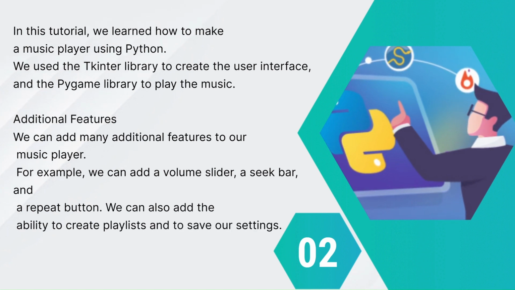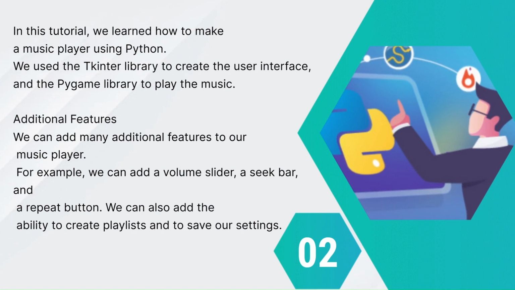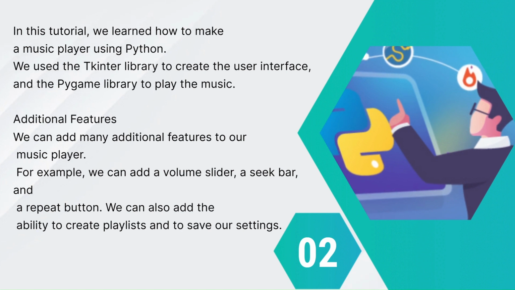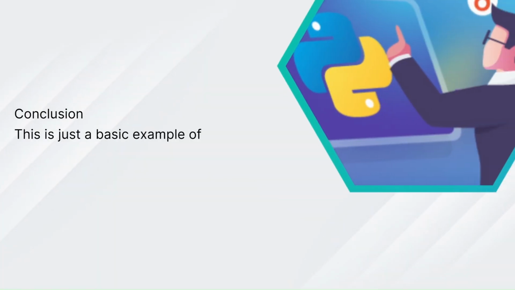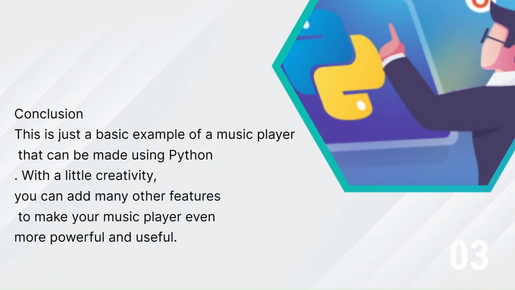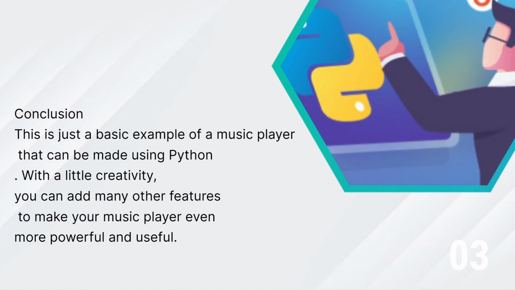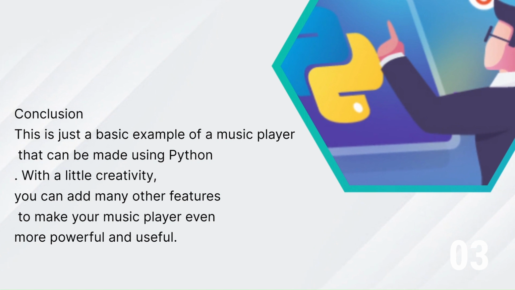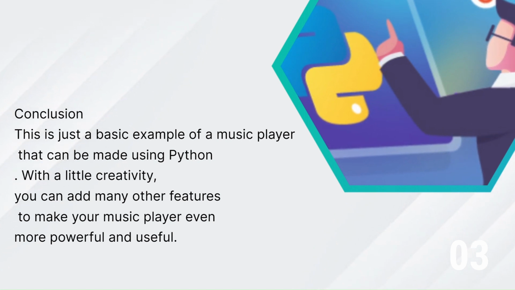Additional features. We can add many additional features to our music player. For example, we can add a volume slider, a seek bar, and a repeat button. We can also add the ability to create playlists and to save our settings. Conclusion. This is just a basic example of a music player that can be made using Python. With a little creativity, you can add many other features to make your music player even more powerful and useful.